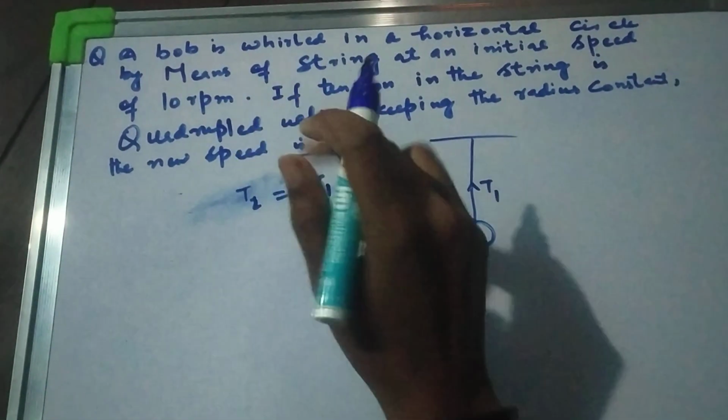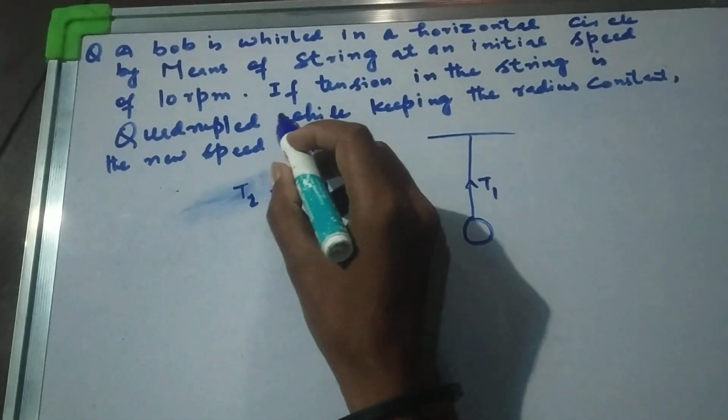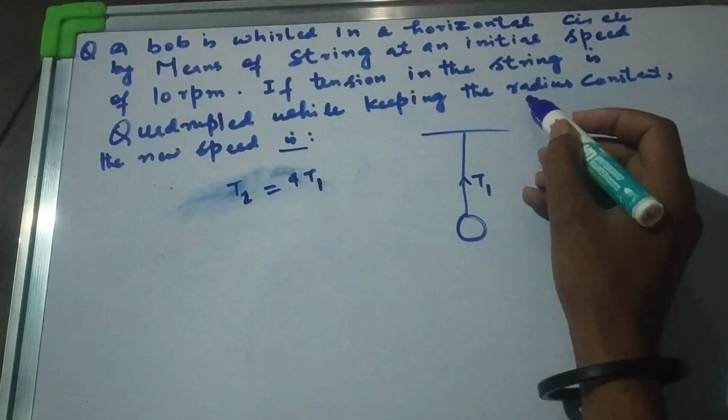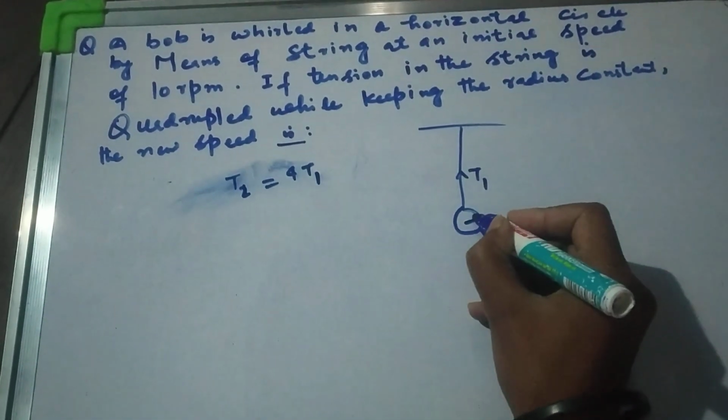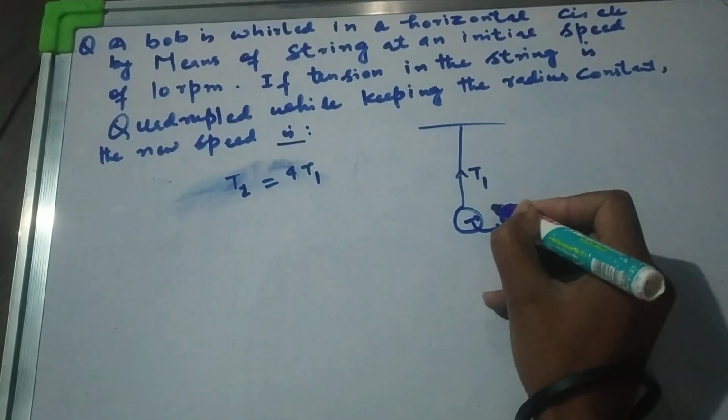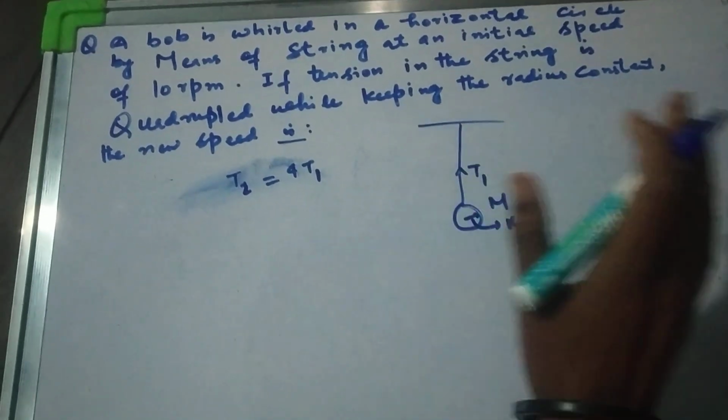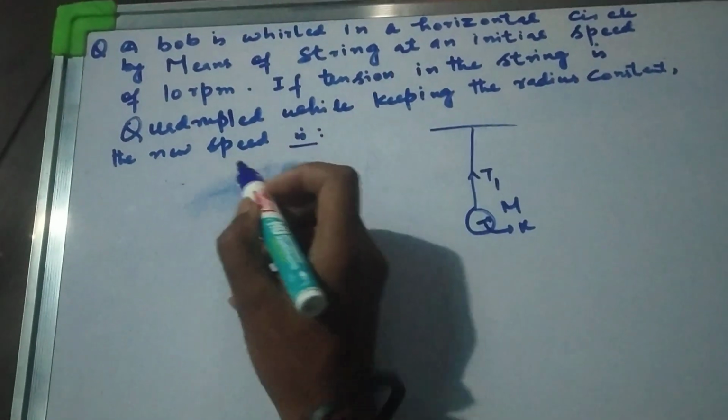The question also gives the concept: while keeping the radius constant. The radius is always r, constant. Mass is also m. Mass and radius are always constant. What is the new speed?